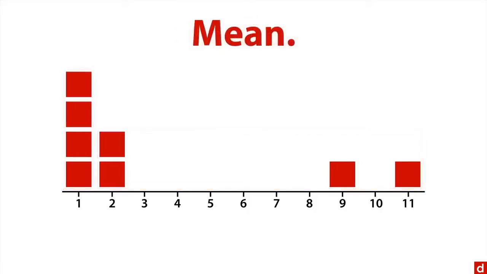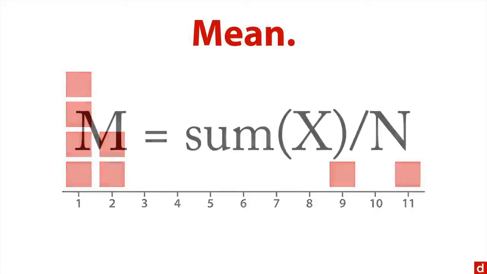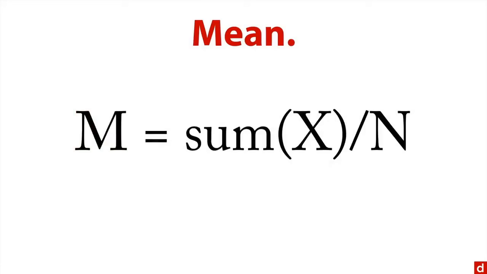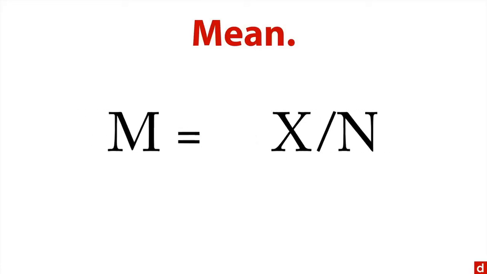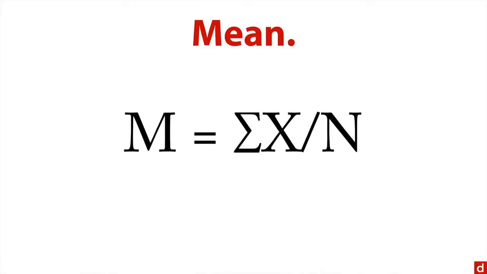Now the mean's a little more complicated, even though people understand means in general. It's the first one we have here that actually has a formula, where m for the mean is equal to the sum of x, that's our scores on the variable, divided by n, the number of scores. You can also write it out with Greek notation if you want, like this, where a capital sigma is the summation sign, sum of x divided by n.